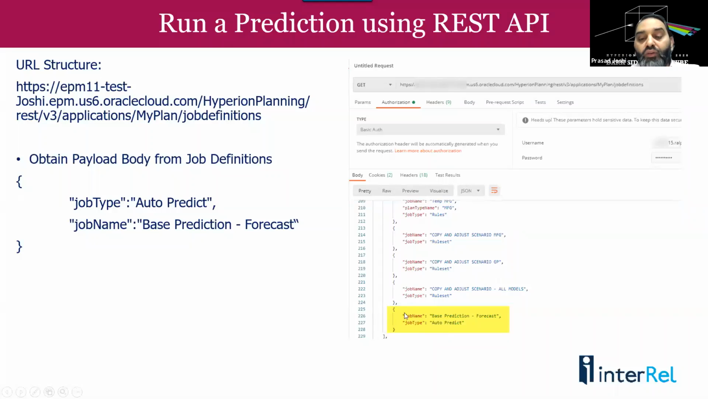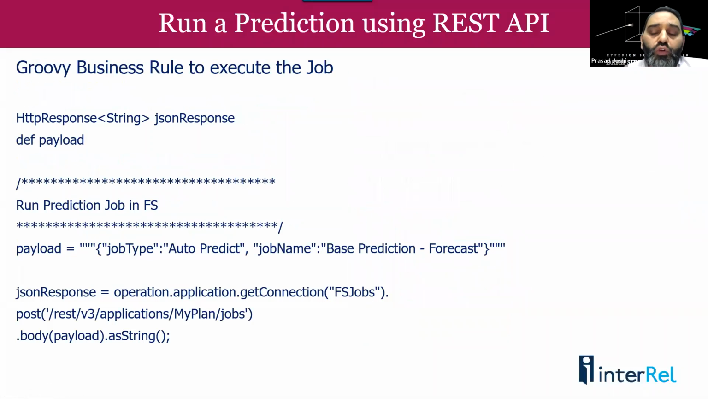So this is what I'm doing. I'm copying that over here, and then I'm going to use that to create my Groovy business rule. So that's what I have here on this side as my payload body. So when I go to the Groovy business rule section, this is just a simple Groovy, you can do a lot more than this.